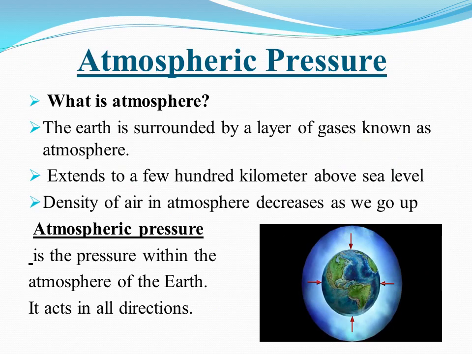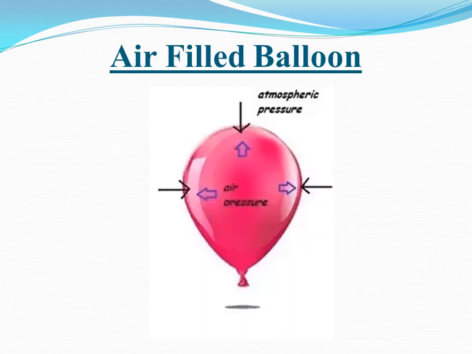Now our next topic is atmospheric pressure, but before defining it we should know about atmosphere. What is atmosphere? So students, our earth is surrounded by a layer of gases known as atmosphere. These gases have different densities. As you move up, density will be decreased. Now pressure exerted by these gases is known as atmospheric pressure. It acts equally in all directions. In this diagram, this blue region around the earth represents atmosphere.